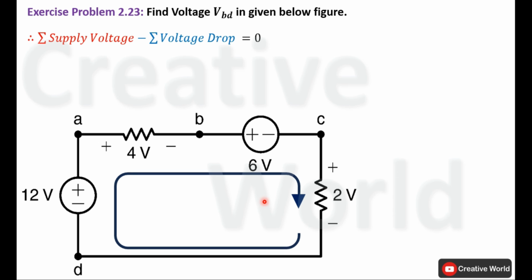Now we are interested in calculating the voltage across these two terminals B and D, and B is at higher potential than D. Voltage between these terminals is labeled as VBD. Now we can apply Kirchhoff's voltage law inside this closed loop to calculate the value of voltage VBD. We will start from this voltage source. Current entering terminal is negative, so the voltage across this voltage source will be taken with minus sign.